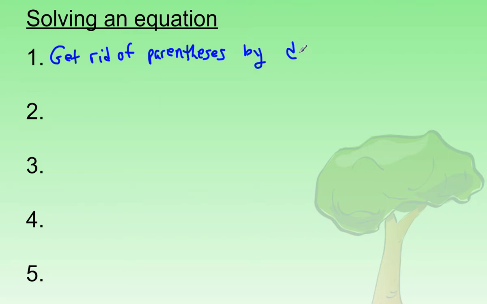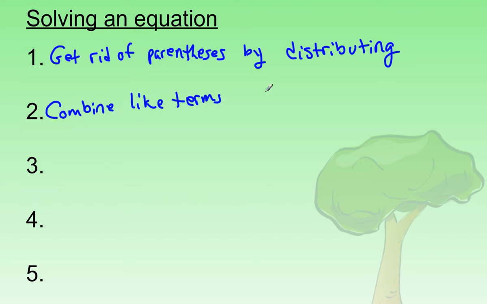By distributing. So we're going to use that distributive property to get rid of your parentheses first. That is usually the first goal. Now, obviously, if you look at an equation and there are no parentheses, well, then you just don't do that step. The second step you're going to do is combine like terms on each side of the equation.